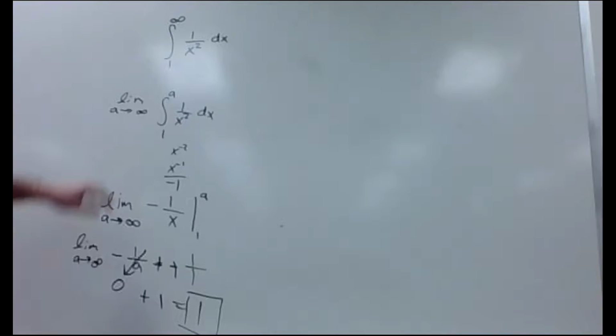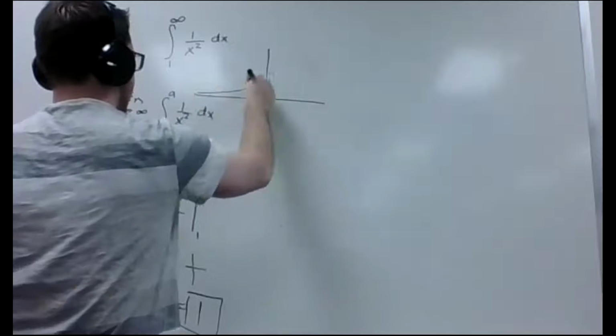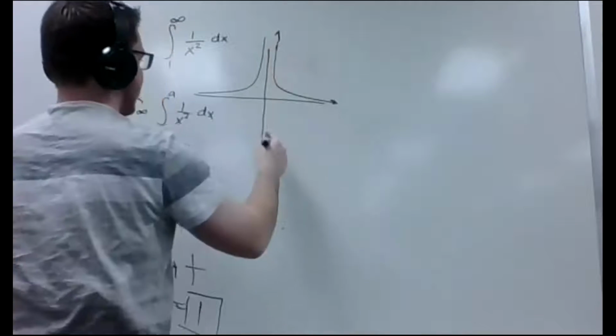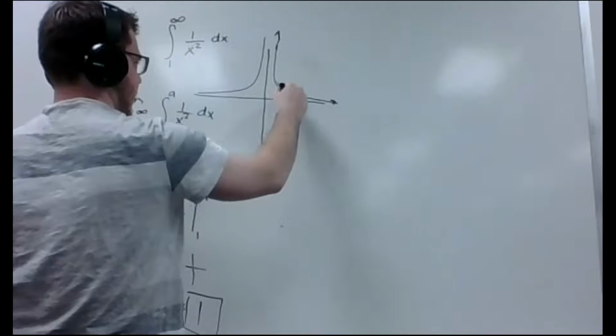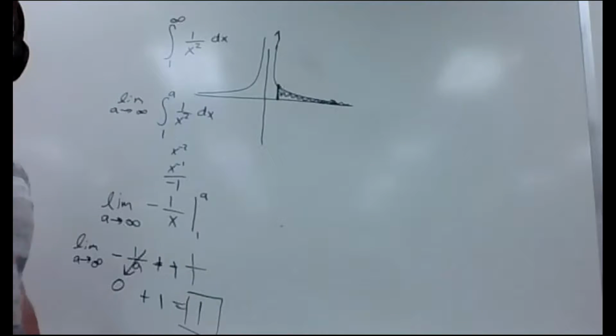If we take a look at this graph for a second, it looks something like this. And if we start at 1, which is something around here, and if we go this way, eventually it's never going to go past 1. Does that make sense?